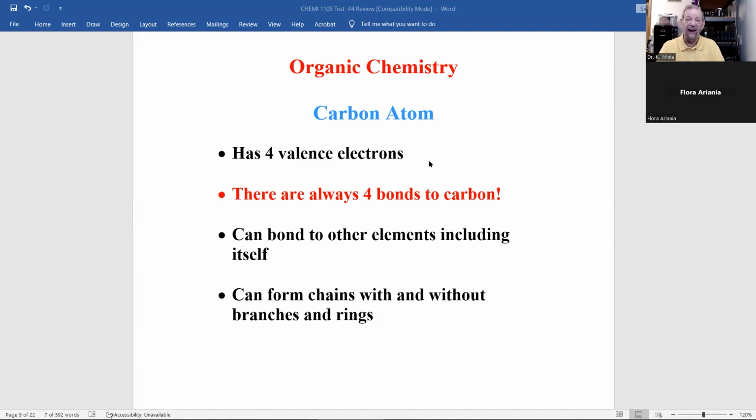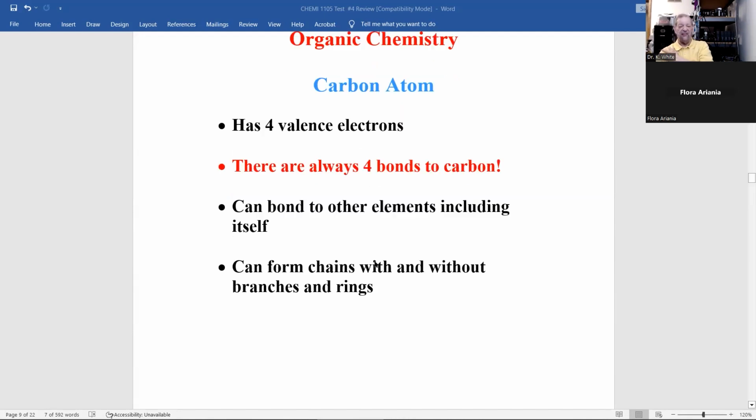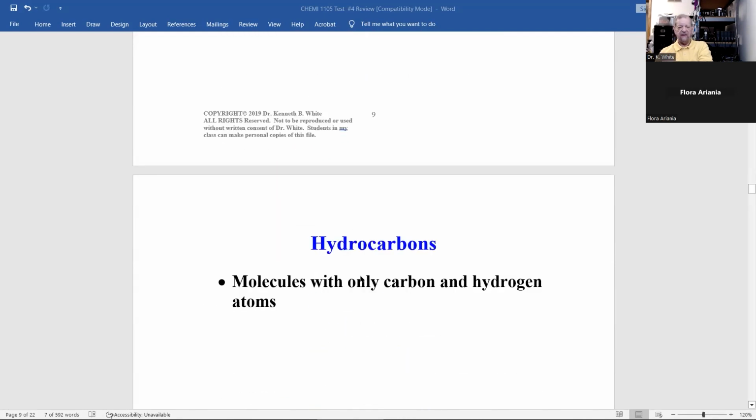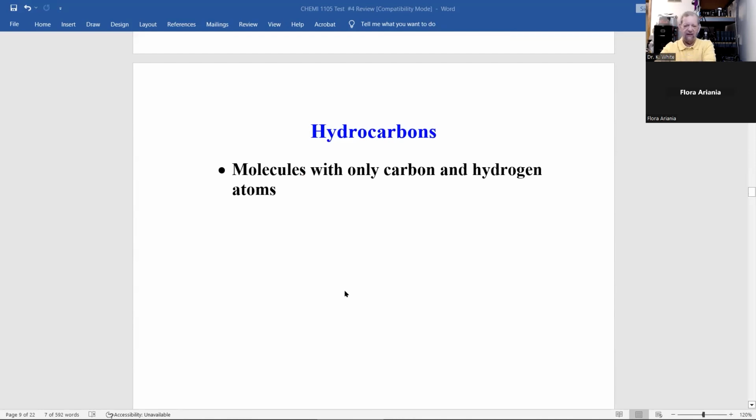I can do it with my eyes closed. 4 bonds to carbon. You should know that. And carbon can bond to itself and other elements. And when it bonds to itself, it can form what we call chains with branches, and it can form rings. Now, you should know, what is a hydrocarbon? It's a molecule with only carbon and hydrogen atoms.